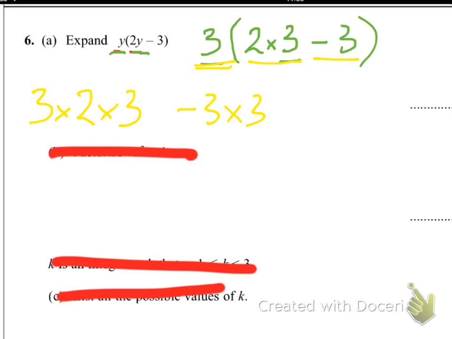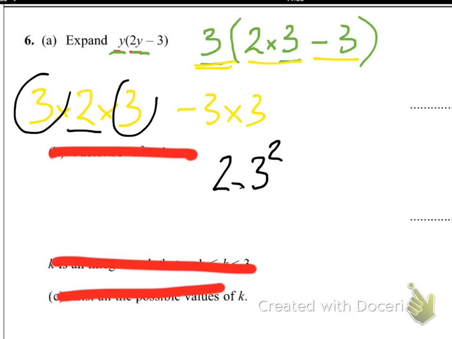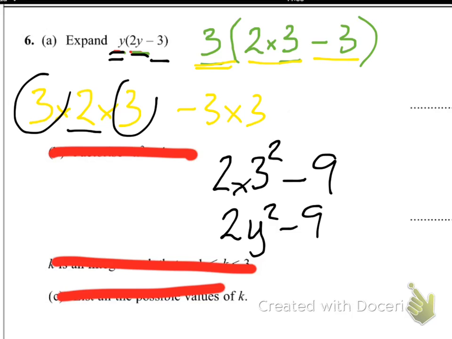Well, and this is the slightly crafty way of doing it, I end up with, let's change colour again, 3 times 3 is 3 squared times the 2 minus 9. And I know that the y is, the 3 is y squared, and I get the same answer. So there's a few different ways of doing it. Hopefully you can just go y times 2y and then y times minus 3 and come up with the answer. But if you're having difficulty, turning it into numbers can help.